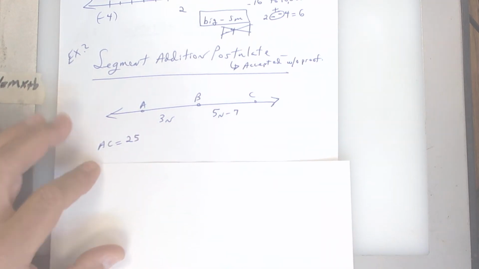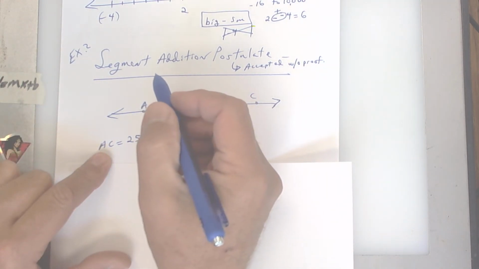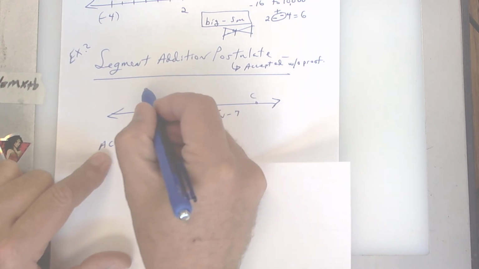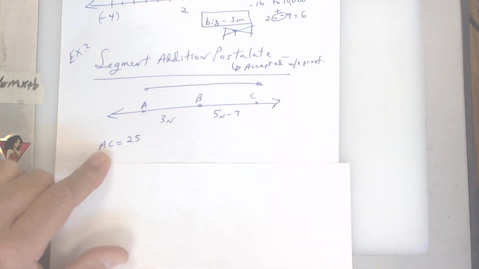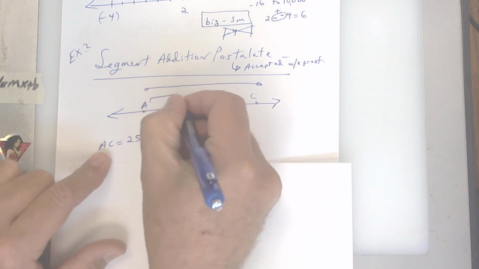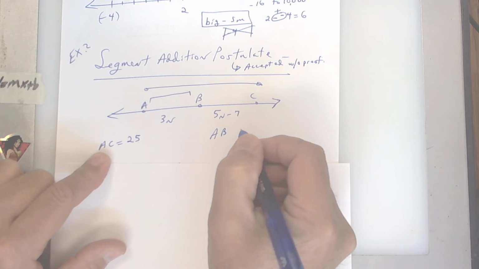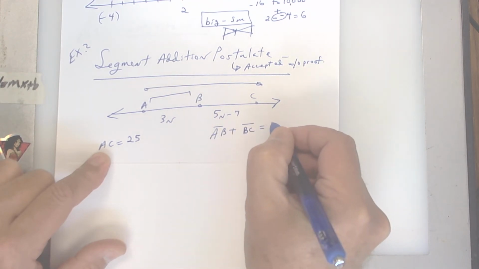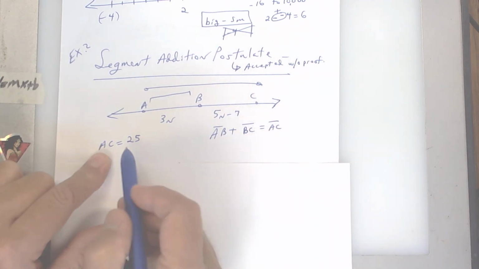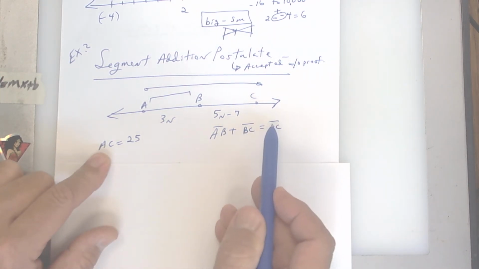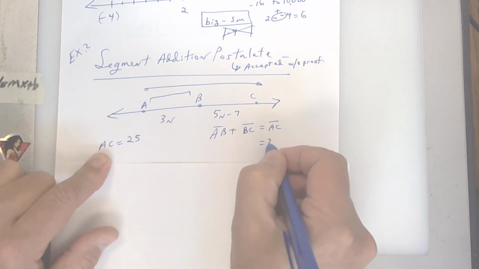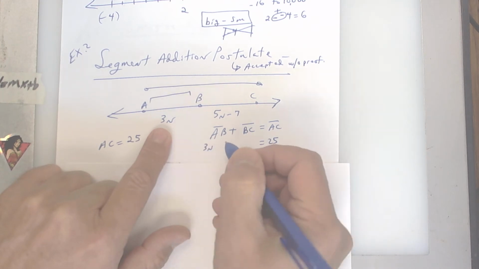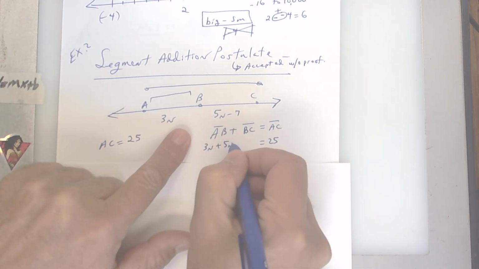So you're going to add up, look here, it says AC. So from A to C, which is from here to here, the whole thing. All right, so you're going to add up this segment, AB, plus segment BC is equal to segment AC. Now, when they put numbers in here, they drop the little segment symbol. So AC is 25, so you put 25 here. And AB is 3n. And this other one is 5n minus 7.